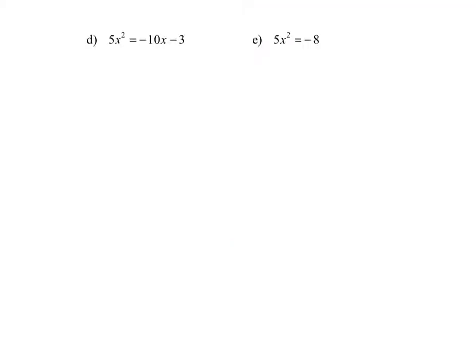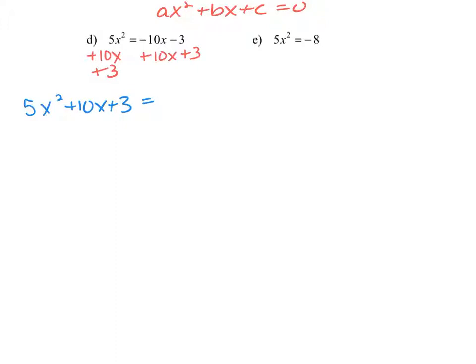To solve example D, we have 5x squared equals negative 10x minus 3. We need to get it into the correct form first, where the quadratic equation is written in the form of ax squared plus bx plus c equals 0. So we need to first add 10x to both sides of this equation, as well as add 3 to both sides so that one side is equal to 0. And doing that, on the left side we get 5x squared plus 10x plus 3 is equal to 0.